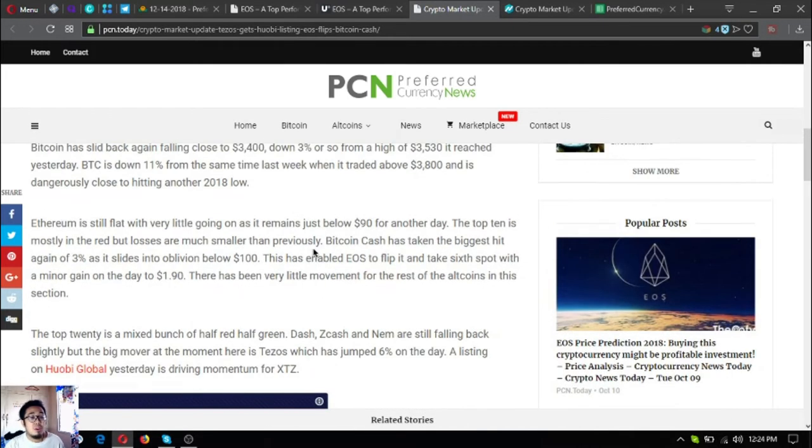Ethereum is still flat with very little going on as it remains just below $90 for another day. The top 10 is mostly in the red, but losses are much smaller than previously. Bitcoin Cash has taken the biggest hit again of 3% as it slides into oblivion below $100. This has enabled EOS to flip it and take 6th spot with a minor gain on the day to 1.90. There has been very little movement for the rest of the altcoins in this section.